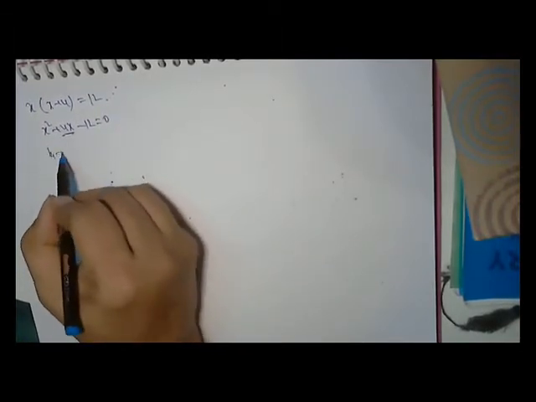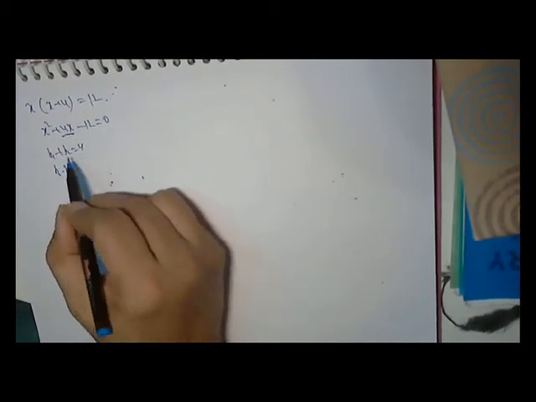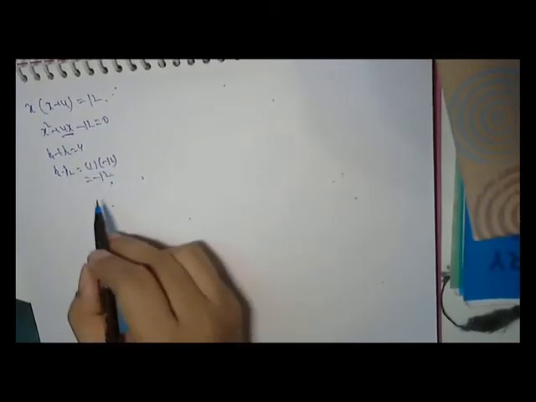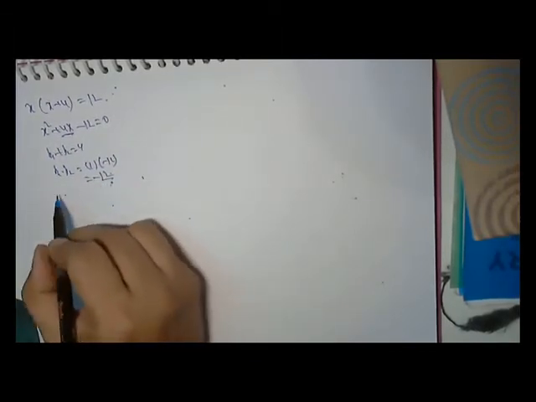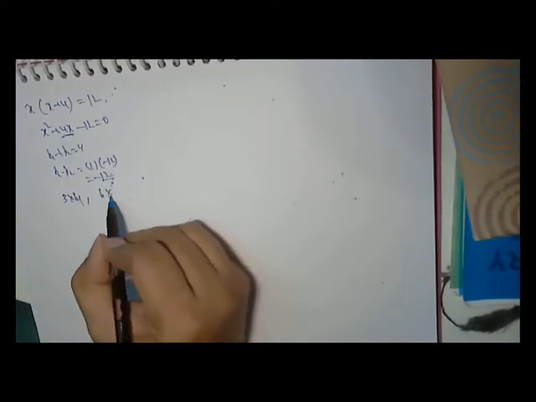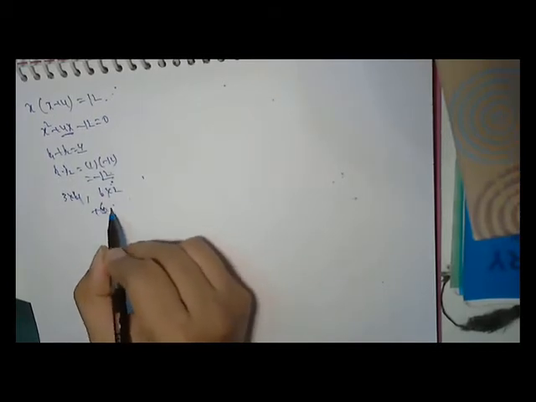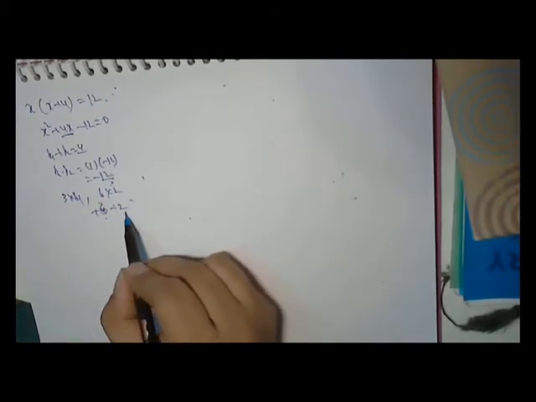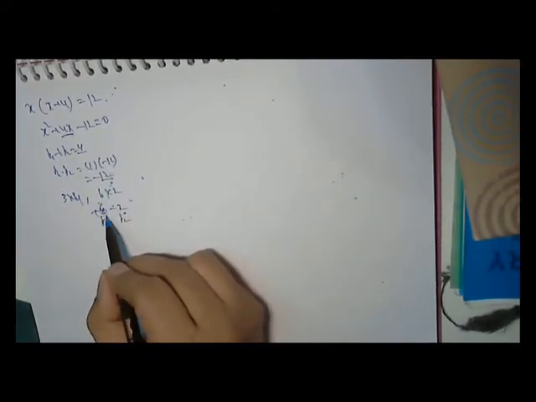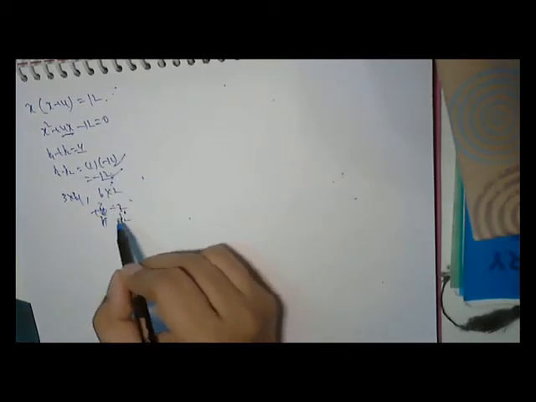So b1 plus b2 is equal to 4. b1 into b2 is equal to a is 1, c is minus 12. It is minus 12. So what are the factors of 12? Factors of 12 are 3 into 4, 6 into 2. So we have 4 as plus 6 minus 2. 6 minus 2 is 4. So b1 is plus 6, b2 is minus 2. The product is minus 12 and the sum is 6 minus 2, 4.